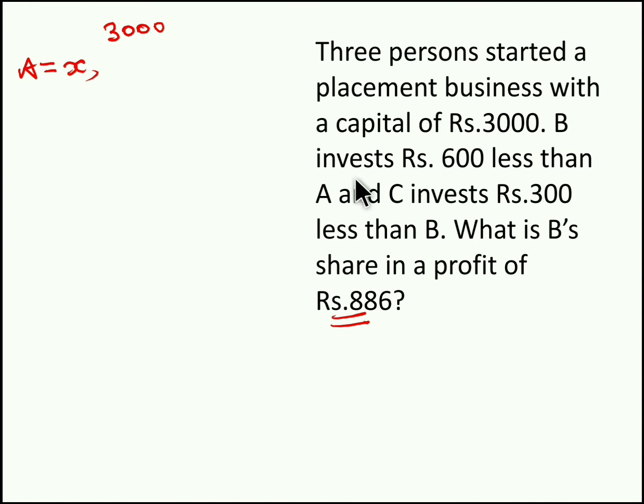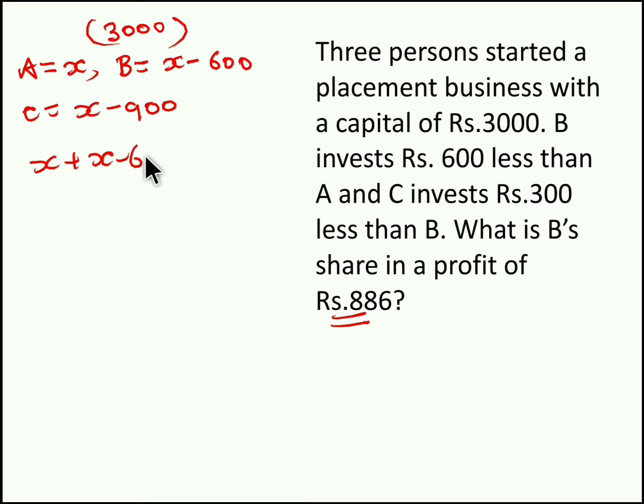Now B invests rupees 600 less than A. So if B invests rupees 600 less than A, which is X minus 600, right? Now C invests rupees 300 less than B. Comparing to B, C is investing 300 lesser. We know B's investment is X minus 600. So C's investment will be X minus 900 rupees. So together they have invested 3000 rupees. So X plus X minus 600 plus X minus 900 equal to 3000 rupees.